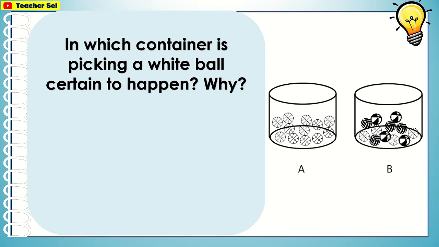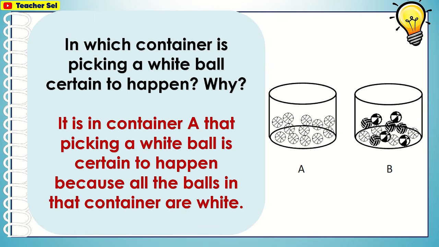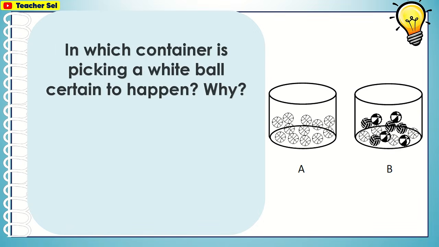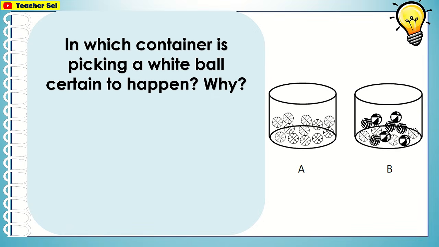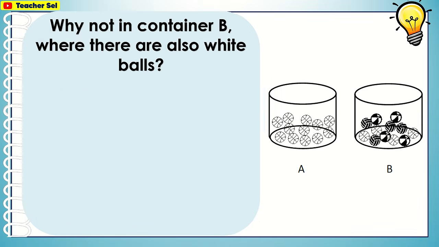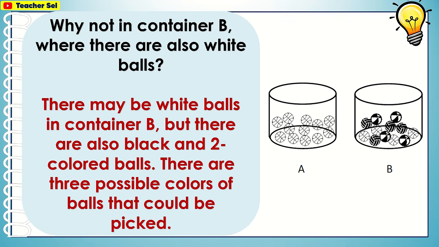In which container is picking a white ball certain to happen? Why? It is in container A that picking a white ball is certain to happen because all the balls in that container are white. Why not in container B where there are also white balls? There may be white balls in container B, but there are also black and two colored balls. There are three possible colors of balls that could be picked.